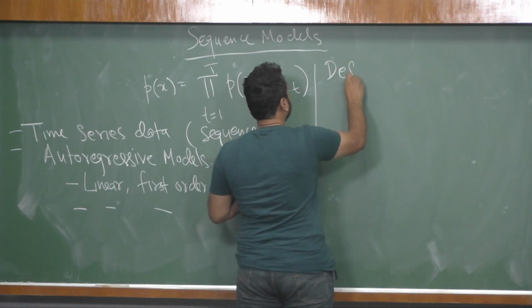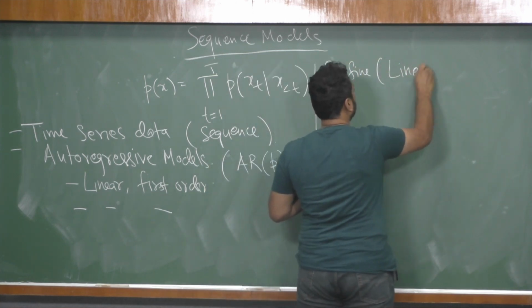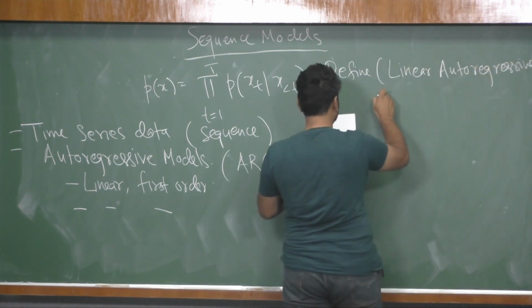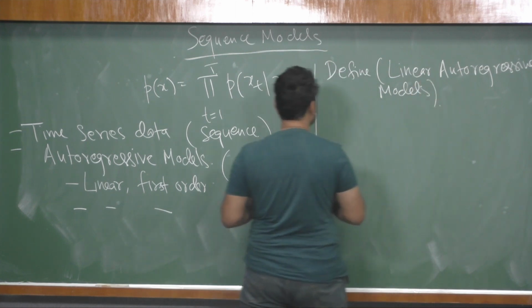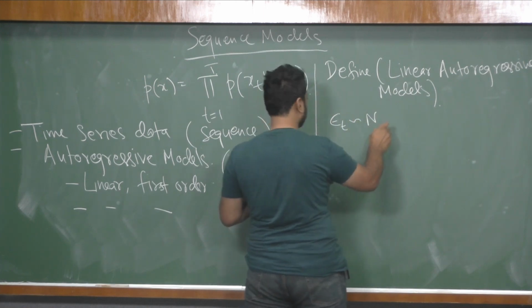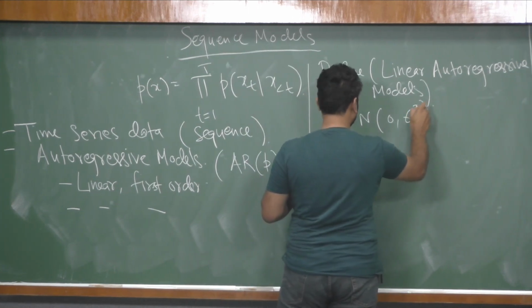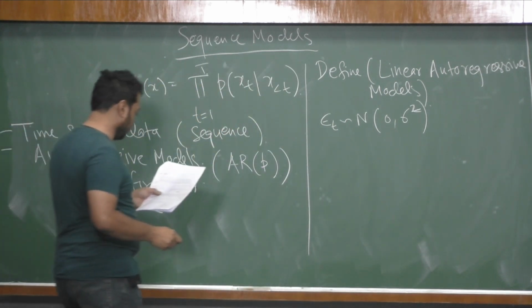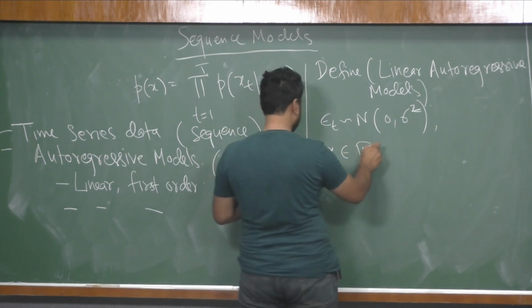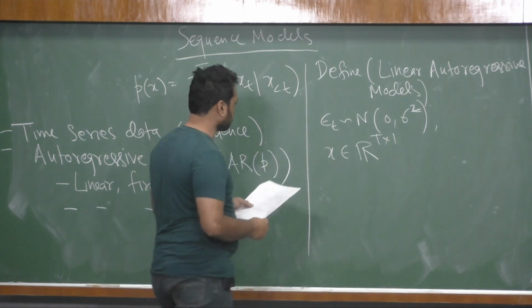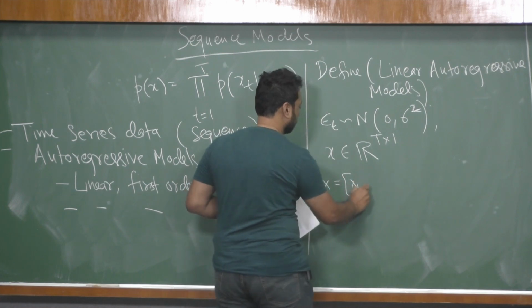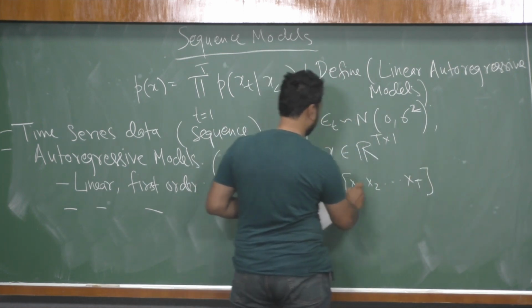So we can define linear autoregressive models as a recurrence. First of all, we take a noise parameter, white noise, with mean 0 and variance sigma square, and then we define the stacked sequence data. Basically here we are looking at x, which is of the form x1, x2, up to xt, where the xi's are one-dimensional.